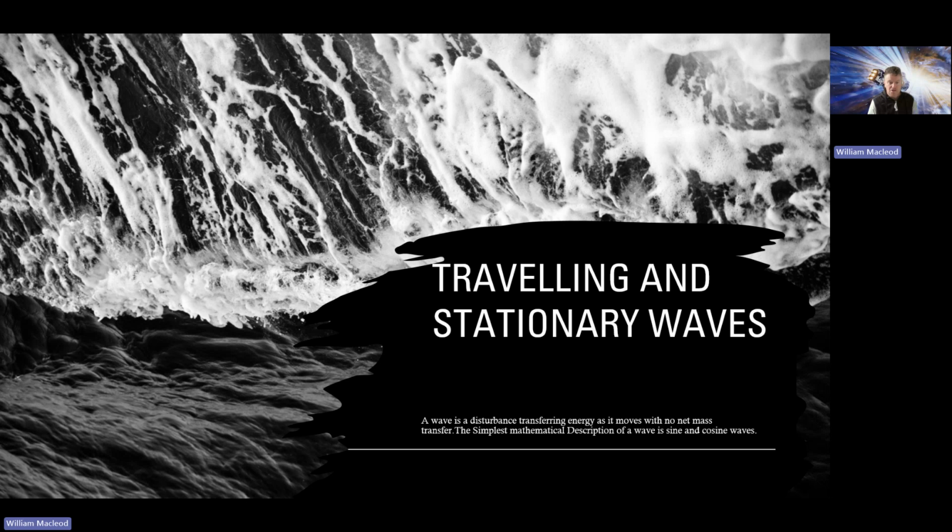So one question we could ask is, how would we describe what a wave is? Well, a wave is a disturbance transferring energy as it moves, and there's no net mass transfer. Now, the simplest sort of mathematical way of describing a wave is as a cosine or a sine wave. So that's really a brief description of what a wave is.